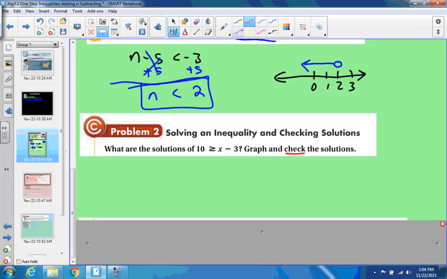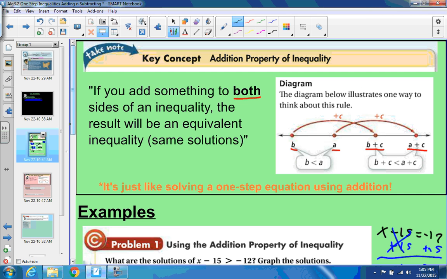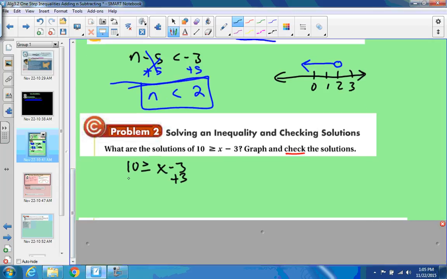So let's take our 10 is greater than or equal to x minus 3. The one step to solve for x would be the addition property of equality, adding 3 to both sides. Oh, whoops. Make sure you add it to the other side. You have to do it to both sides, just like an equation. X is left over there, you solve that, and you have 13.